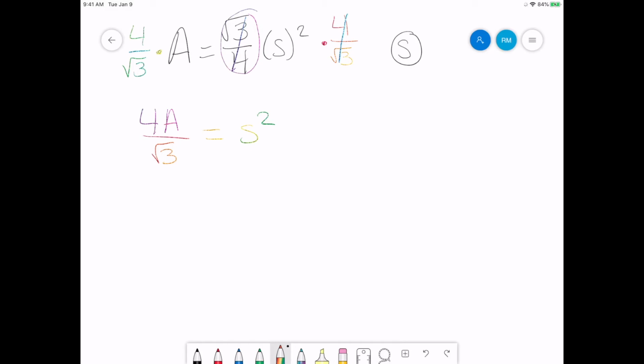And hopefully you're catching on to what we do next, which is to get rid of this squared sign, this exponent. So in order to get rid of the exponent, I'm going to take the square root. Whatever I do to one side, I have to do to the other. That leaves me with just s on this side, and on the other side I am left with 4a over the square root of 3.